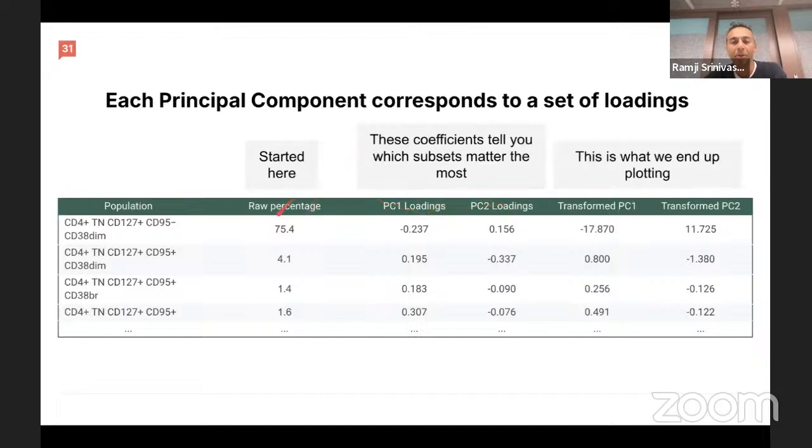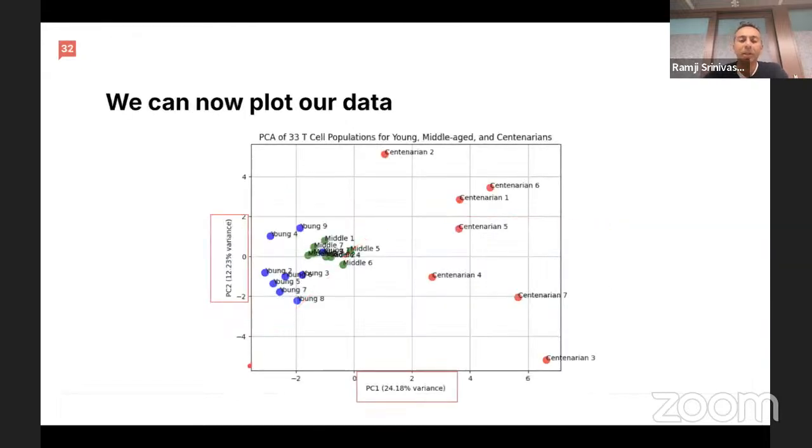And we multiply through. So 75.4 times negative 0.237 gets you to 17.870. 75.4 times 0.156 gets you to 11.725. So this is what we're going to plot on the XY plane. So this is the PC1 and PC2 axes, and you can see the centenarians, the middle-aged, and young people all plotted. So we reduced 33 dimensions down to 2 dimensions by taking PC1 and PC2.